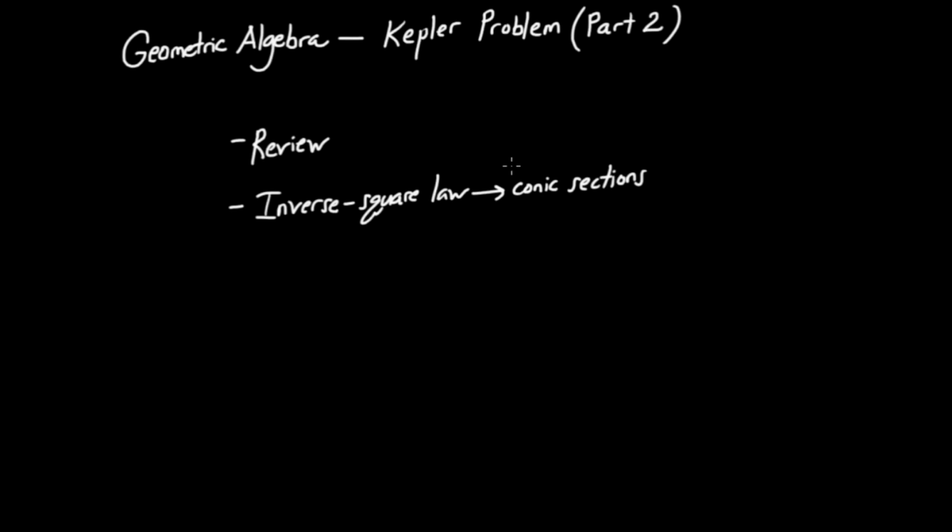What we're going to do in this video is continue our discussion of the Kepler problem using geometric algebra. What I'd first like to do is review what we covered in the previous video. So if you haven't seen that already, please check that out. Then secondly, we're going to actually prove that the inverse square law produces conic sections as trajectories. Here's a summary of what we did in the previous video.